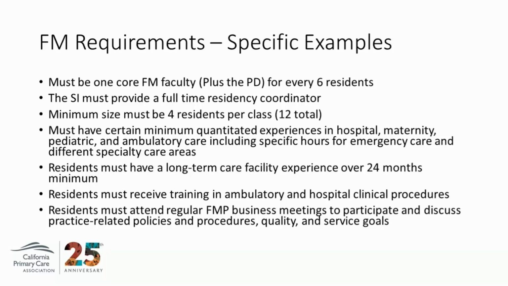There has to be one core faculty member for every 6 residents. I believe that's the standard mix for most programs, and that does not include the program director. So if you have a program of 4 residents per year, which is the minimum size, once you're fully grown out and you have 12 residents, you have the program director plus 2 core faculty, 1 per 6. The sponsoring institution has to provide you a full-time residency coordinator. That does mean full-time. It's not somebody who does this on the side, whose other job is some other administrative role.